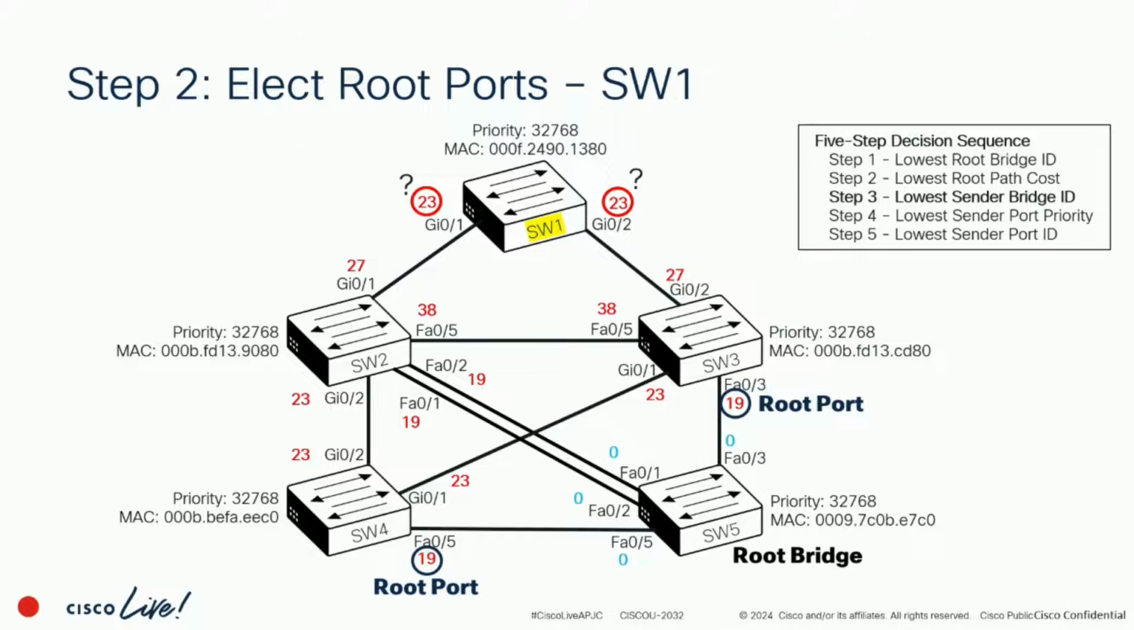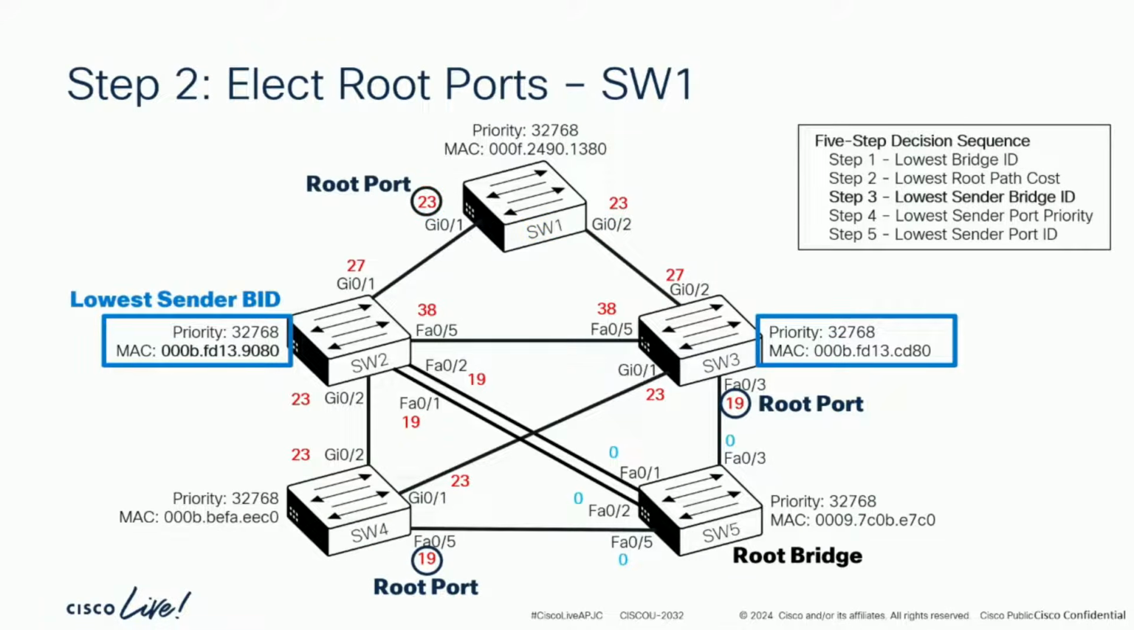And if we have a quick look at these two, 32.768, 32.768, which one is going to win this particular tie break? Switch 2 or switch 3? Is it, raise your hand, switch 2? Thank you. This one has the lowest sender bid. If you have a look again, 000B, FD13, 9. 9 is lower than C. That one won. And so this is the root port.